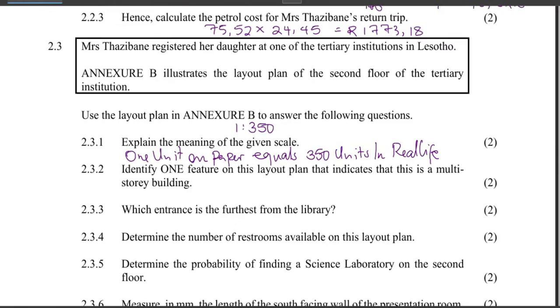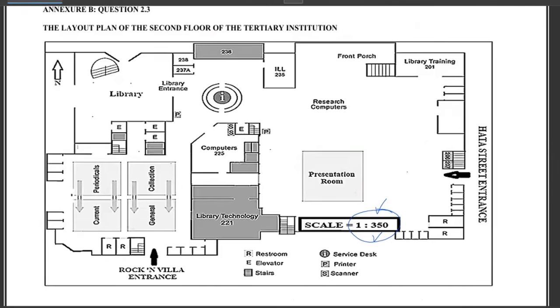Identify one feature on this layout plan that indicates that this is a multi-story building. Multi-story building, meaning it has several floors. You understand? First and foremost, for you to know that you're going to climb, what do you need? You either need stairs, that's the first thing, or we call them elevators. Others might call them lifts. So that's what we are looking at. Then if the map does not have them, first go to the key, you see? The key shows E for elevators.